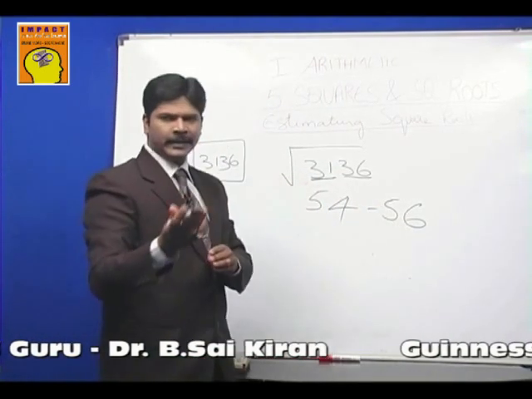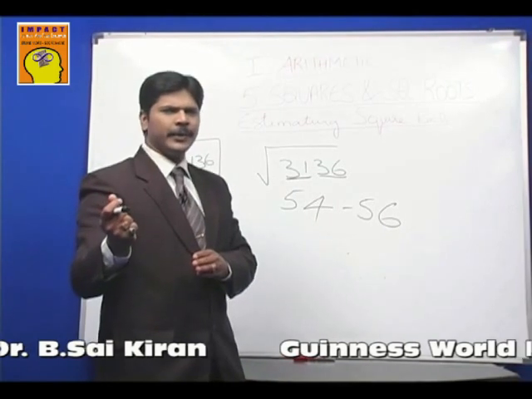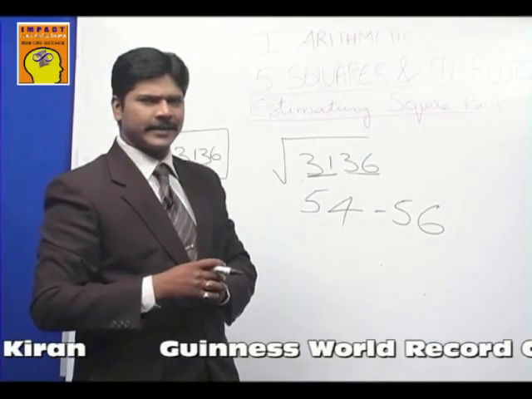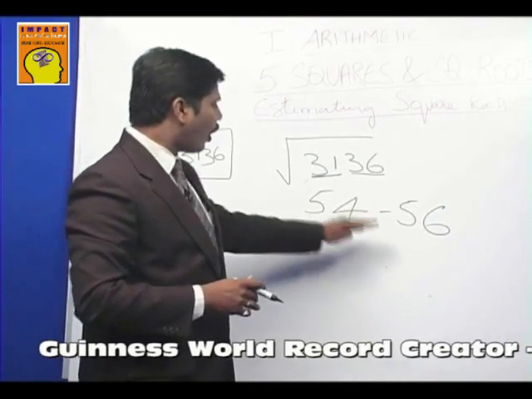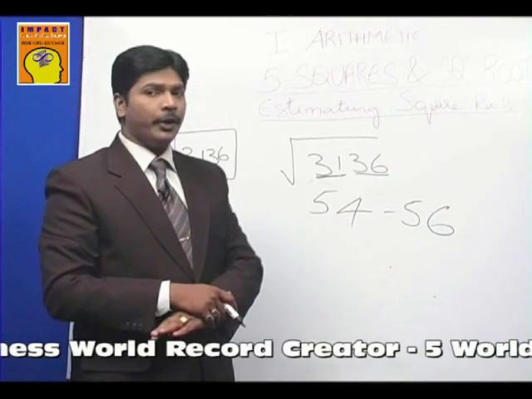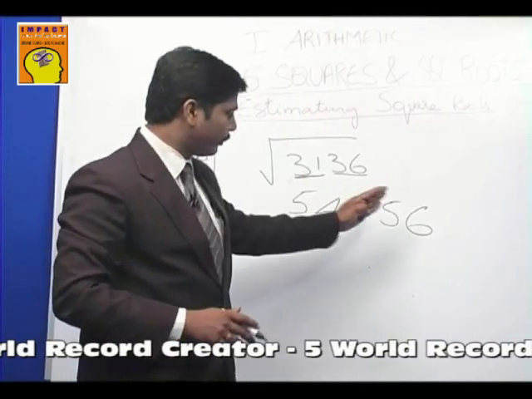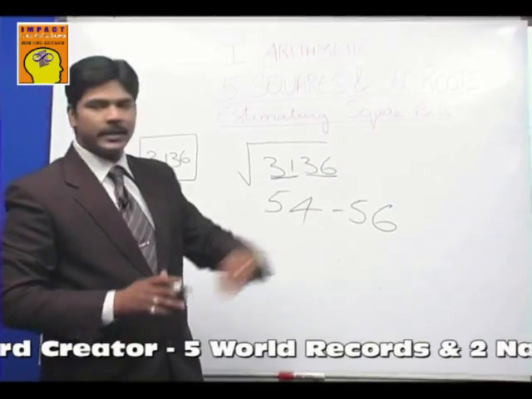Initially you have to do it like this, linearly, but later with a bit of practice, you can guess it in less than 5 seconds. So one of these is the answer, 54 or 56. Now how do you pinpoint it? How do you pinpoint and say that this one is the right answer?